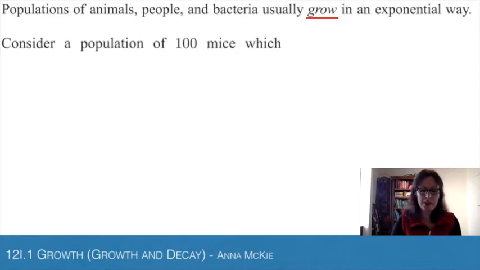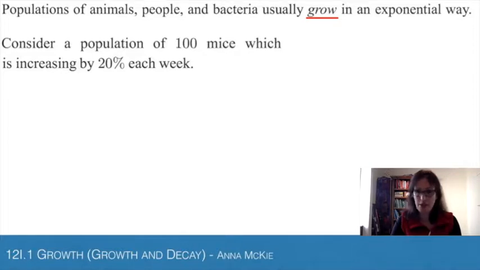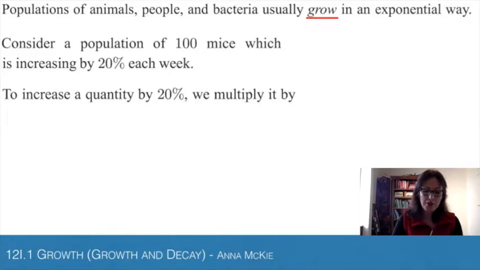Let's consider a population of 100 mice. So we're starting with 100 and it increases by 20% each week. So we're going to construct the equation for that. If you're to increase a quantity by 20%, we multiply it by a multiplier. So if you were to multiply something by 1, what happens to it? It stays the same. So if you want to increase something, you have to multiply it by more than 1. And in this case, increasing by 20%, the multiplier is 1.20, if you like.